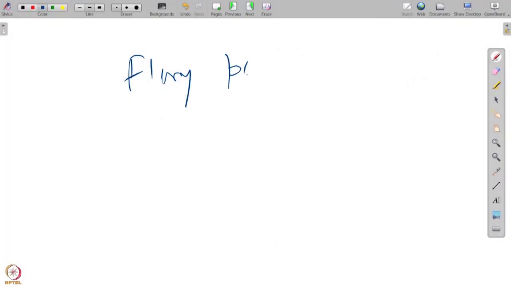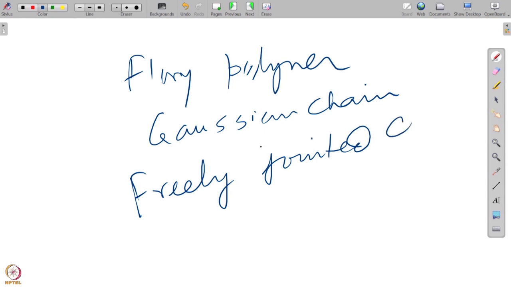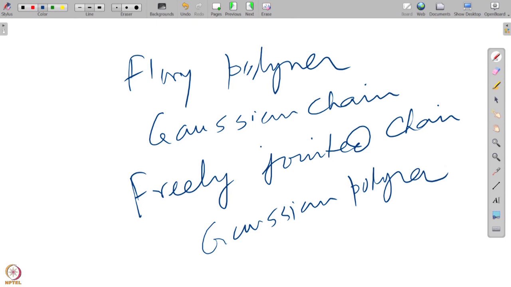So the large size of the polymer can again be exploited to get certain ideas about the size. In the Gaussian chain polymer, the freely jointed chain polymer, the Flory polymer, these are all the same name. These are all Gaussian polymers. These are all the same things that we talk about, which essentially means that polymer monomers do not interact with each other.